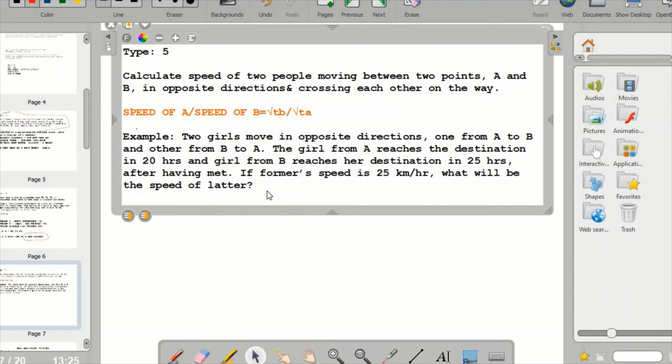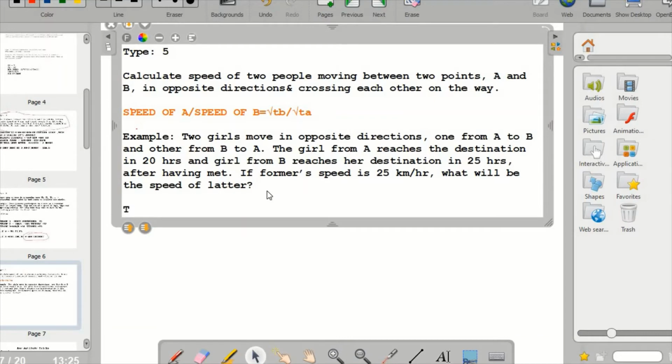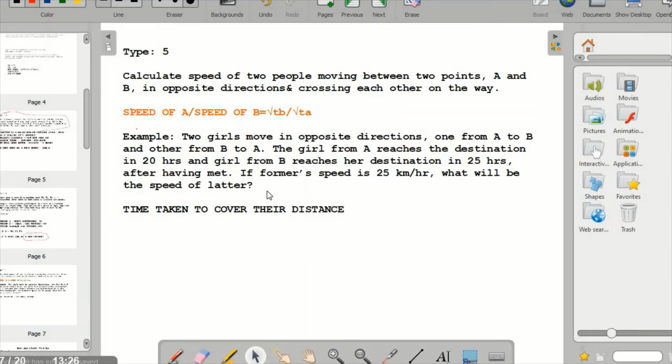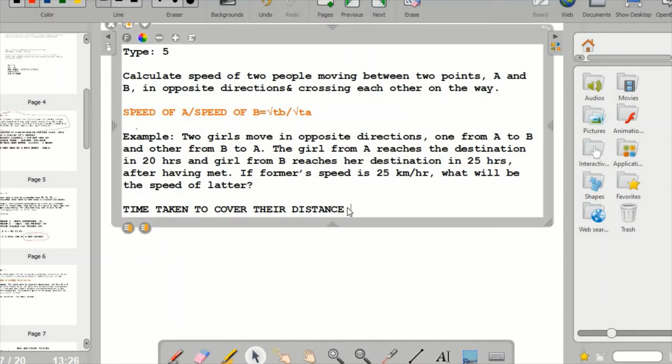So here is the solution. If two persons move in the opposite direction, they will reach their destination at the speeds SA and SB, speed of A and speed of B, where the time taken by them to cover the distance is what we have to find. So for SA it is 25 and for SB it is 20.